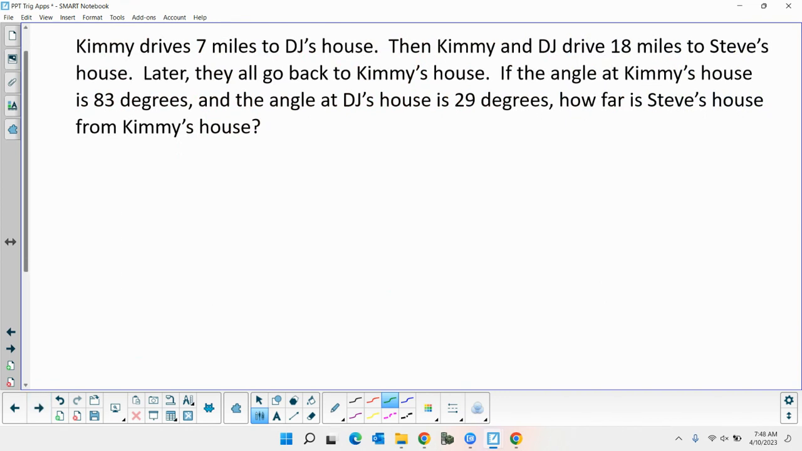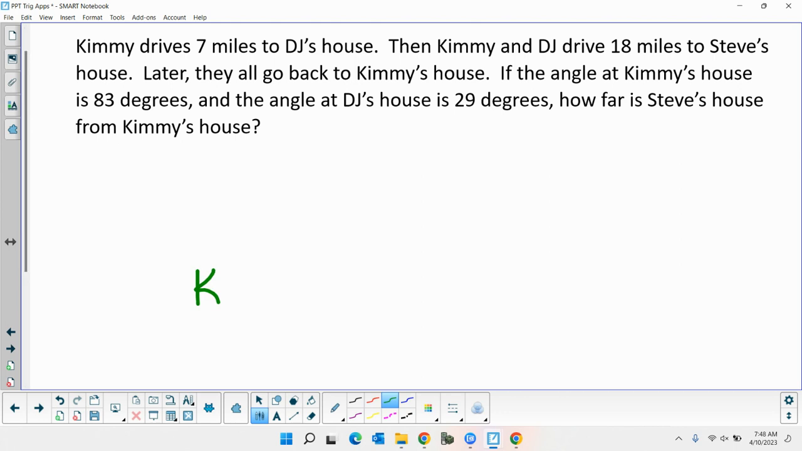Everybody ever watched Full House? Like I said, it's an old show, but that's how long ago we had these kids make these up. So it says, Kimmy drives 7 miles to DJ's house. Then Kimmy and DJ drive 18 miles to Steve's house. Later, they all go back to Kimmy's house. And then if the angle at Kimmy's house is 83 degrees and the angle at DJ's house is 29 degrees, how far is Steve's house from Kimmy's house? Okay?